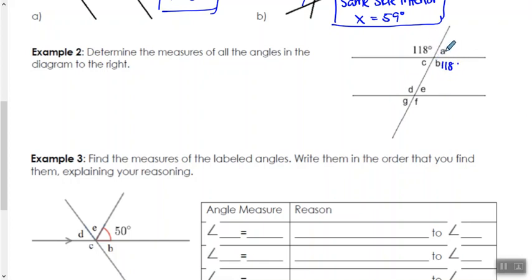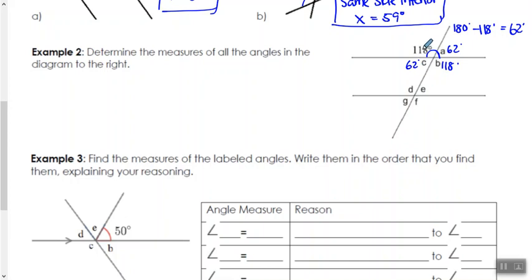Now to figure out A, if I take a look here, I have two angles on a line. So here, this whole line is 180 degrees. So 180 degrees minus 118 degrees, and I get 62 degrees. So I know that A is going to be 62. Now C is across from A. Okay, so vertically opposite, so it will be equal, 62 degrees.